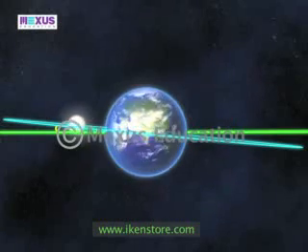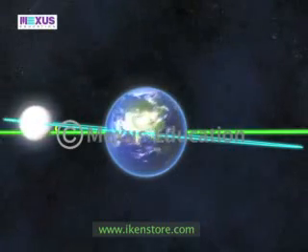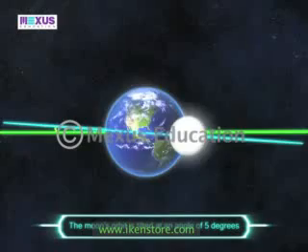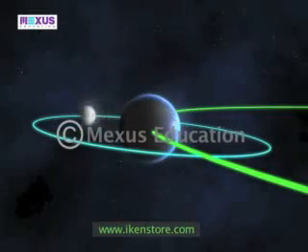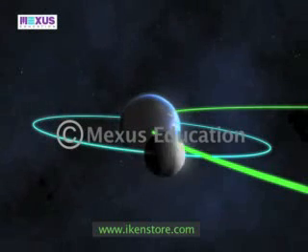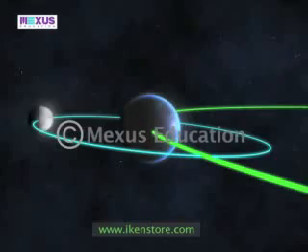Solar eclipses do not occur very often. This is primarily because the Moon's orbit is tilted at an angle of 5 degrees. As the Moon revolves around the Earth, it is quite rare for the Sun, the Moon and the Earth to fall in a straight line.